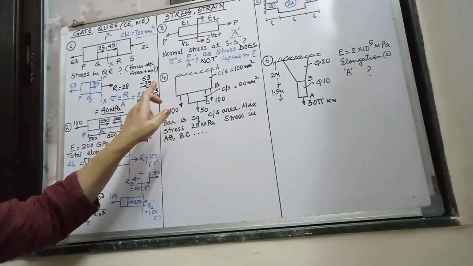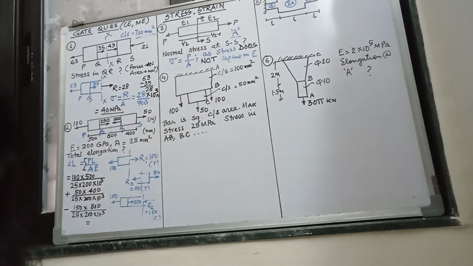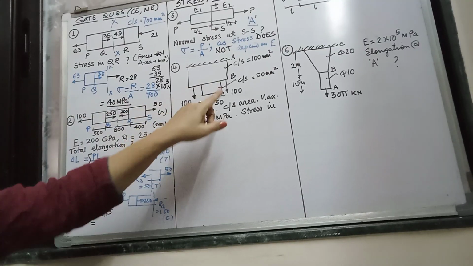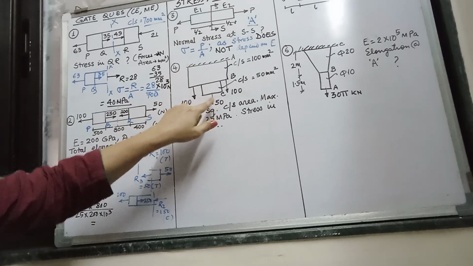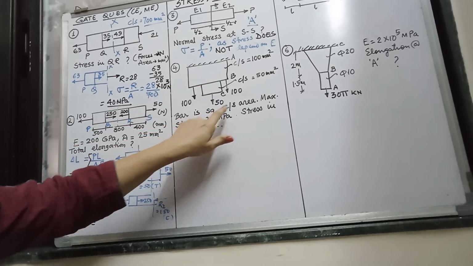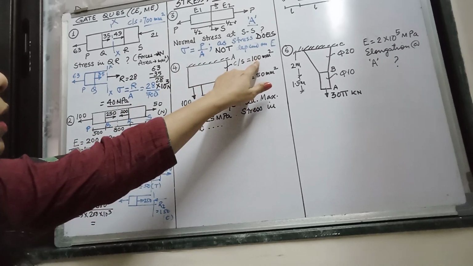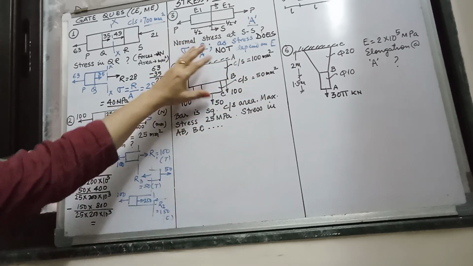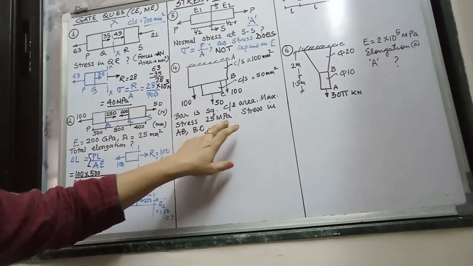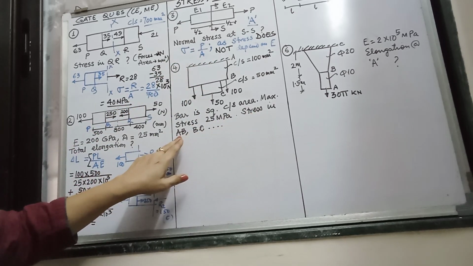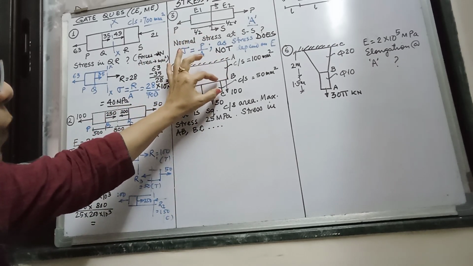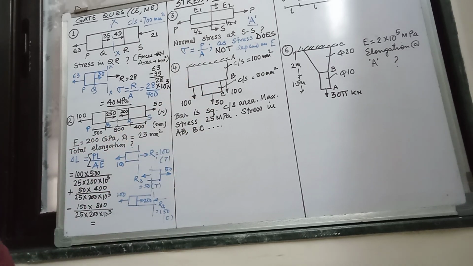Now let us come to question number 4. Please note down the diagram over here. Now this is given that this bar is of square cross-sectional area. This is 100 millimeter square for this part, and this is 50 millimeter square. Now the maximum stress this bar can withstand is 25 MPa. We have to find the stress in the parts AB and BC. Correct? We have to find the stress on both these parts. This is also another very good problem.